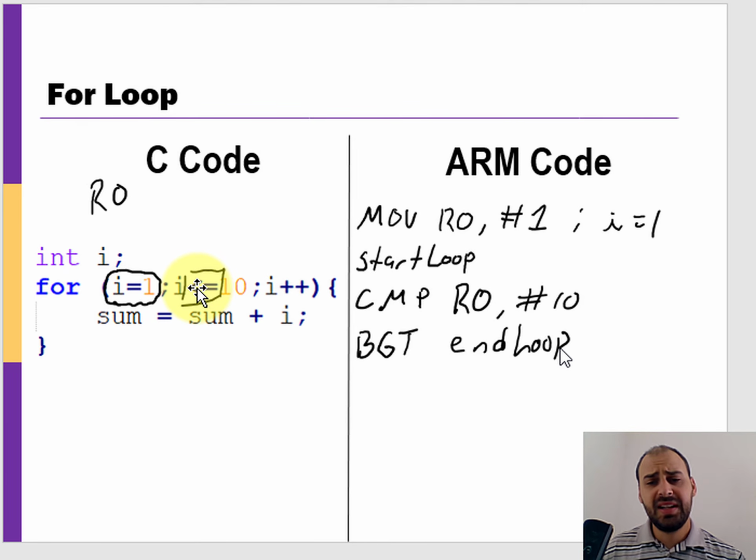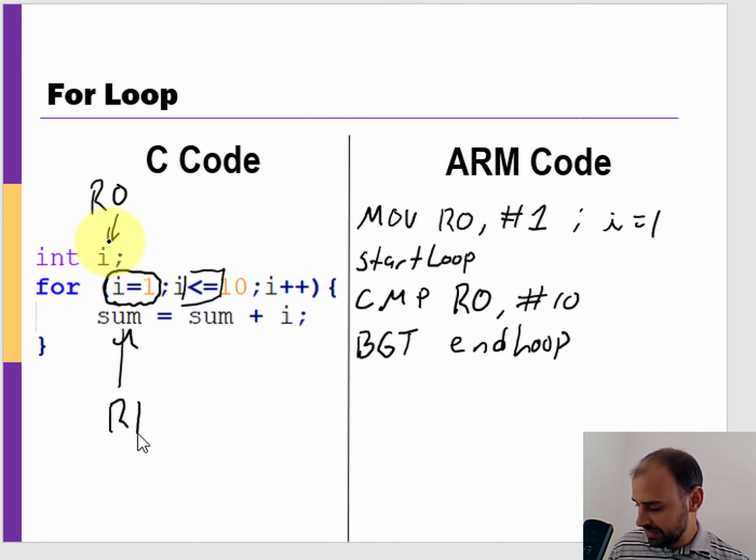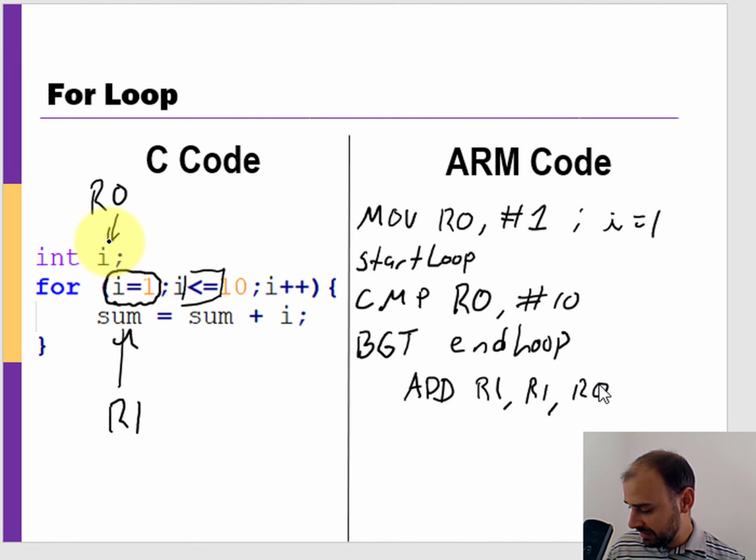And then we have the loop body. If we use R0 for I, I'm going to use R1 for sum. So we're going to say add R1, R1, R0. Now, in the previous example, after we did that, I immediately did an unconditional branch to start the loop. However, we're not ready to do that yet. We can't just jump back up to the start of the loop.